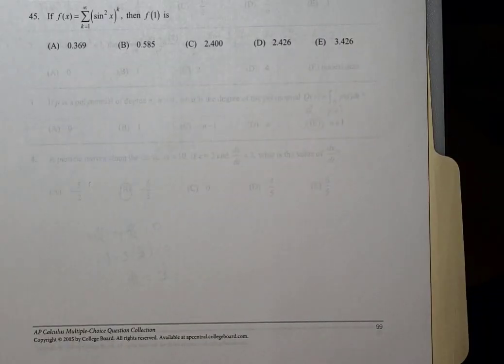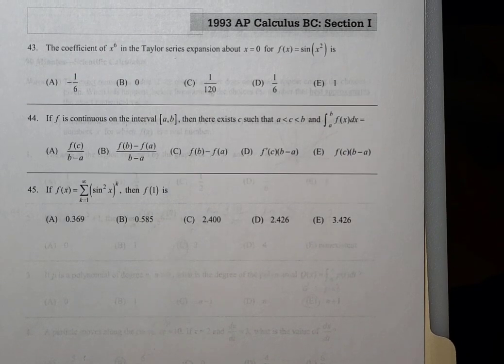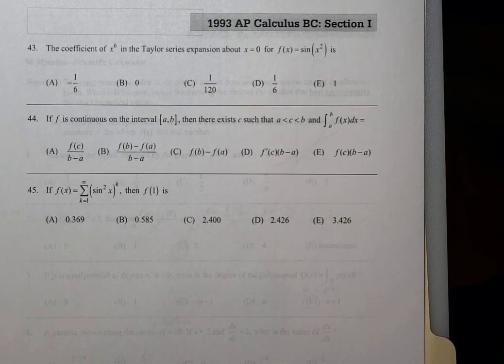Okay? Last few problems. Coefficient of x to the 6 in the Taylor series expansion about x is 0 for f of x is sine of x squared is.